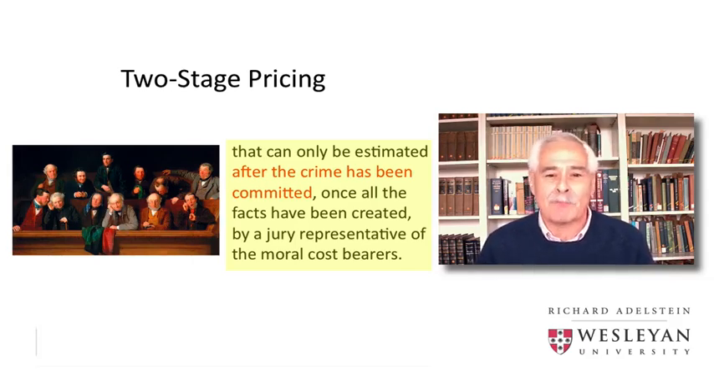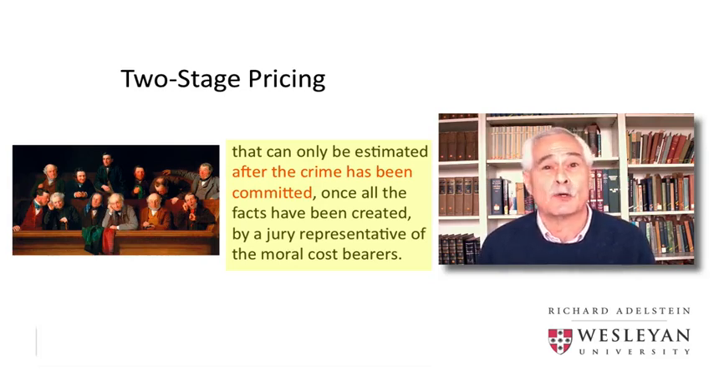Juries are meant to be representative of the society. As the Supreme Court has said, in criminal cases, it's the job of the jury to represent the community and its evolving standards of what constitutes a serious or a less serious crime. The jury stands in as representatives of the entire class of moral cost bearers, and they do their best on the basis of the information that's presented to them during the criminal proceeding, on the basis of the evidence at the trial and the arguments made on both sides of the trial.